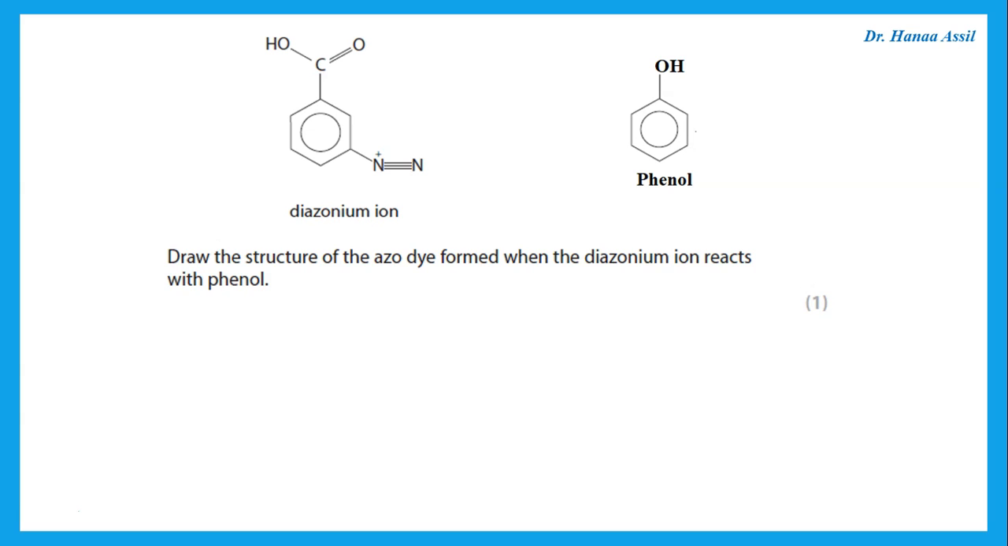Draw the structure of the azo dye formed when the diazonium ion reacts with phenol. So we're trying to react this with phenol, and we said what happens is we add the phenol at carbon number 4 of the phenol. So this is a para addition from the hydroxyl group. If we say the hydroxyl group on the phenol is carbon number 1, we're going to attach the diazonium salt at carbon number 4.